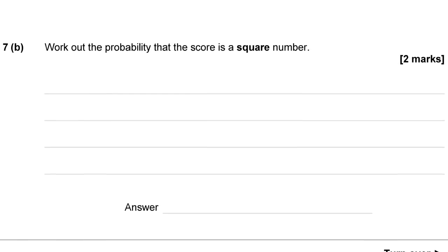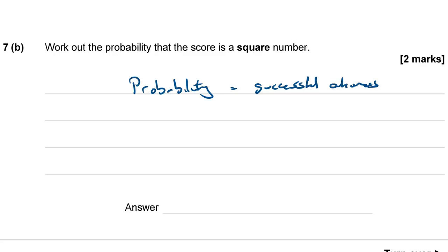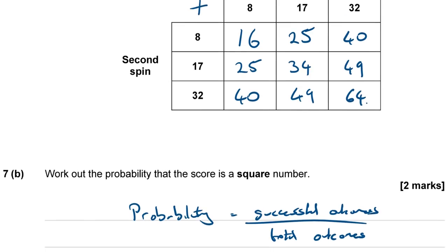Right, 7b says, work out the probability that a score is a square number. Okay, now probability is equal to successful outcomes divided by total outcomes. Now, in our possibility space, the total outcomes is the number of answers there are altogether. I've got 3 rows of 3 here, so that is 9, isn't it? So we've got 9 outcomes that are possible.